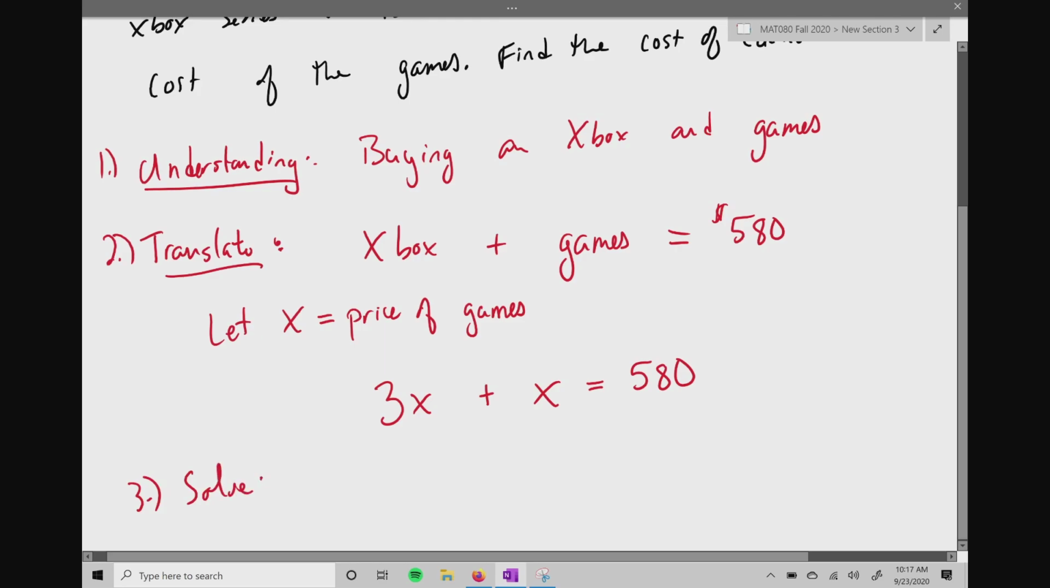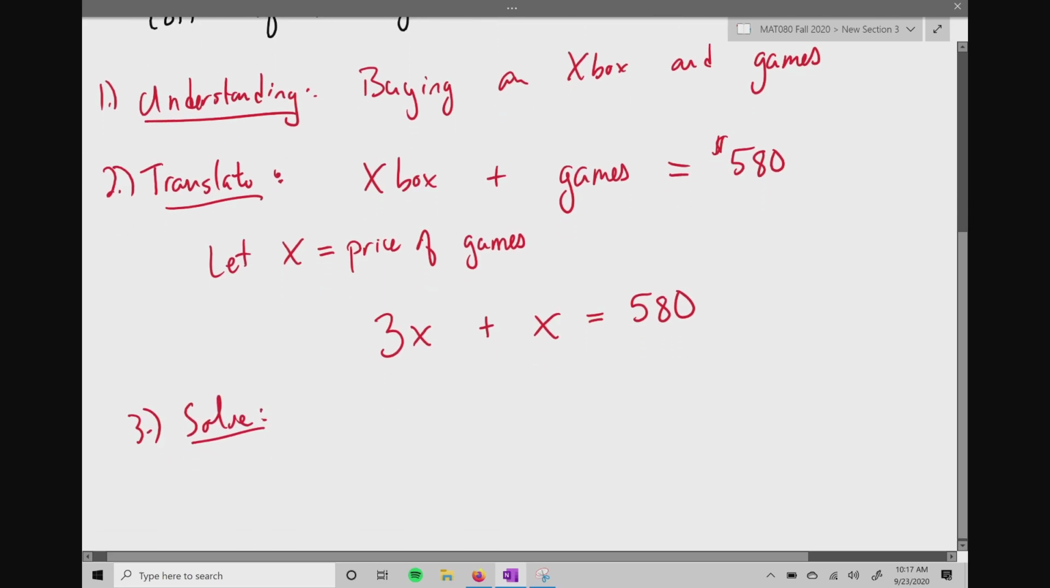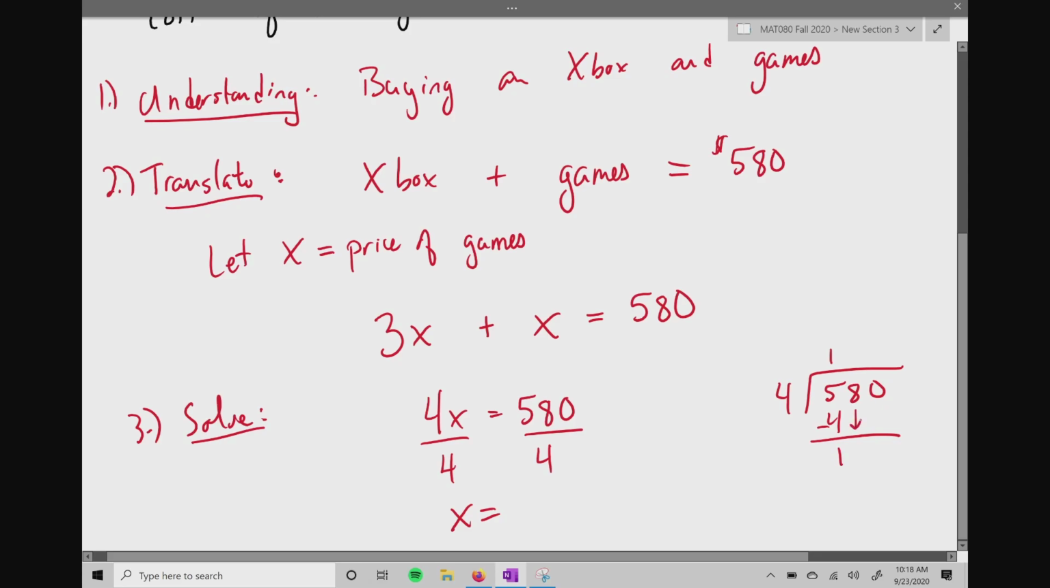So let's go ahead and solve. I can group like terms on the left. That's going to give me 4x equals 580. I divide both sides by the number in front of the variable term. So I'm just going to come off to the right here and do the division. 4 goes into 5 once. Drop down the 8. 4 goes into 18, what is that? 4 times 4 is 16. And 4 goes into 20 5 times.